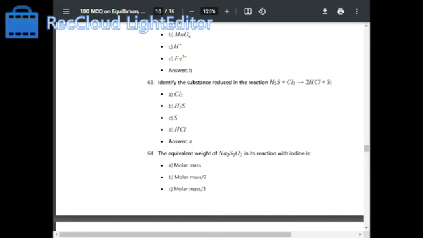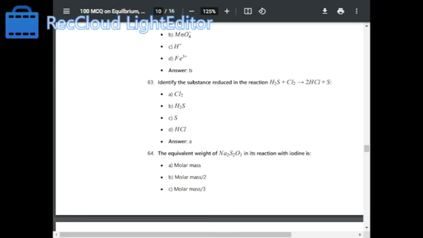Question number 63. Identify the substance reduced in the reaction H2S plus Cl2 gives 2HCl plus S. Option A Cl2, option B H2S, option C S, option D HCl. The correct answer is A, Cl2. The substance reduced is Cl2.